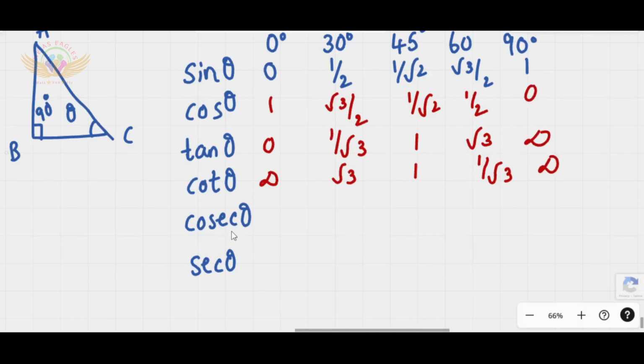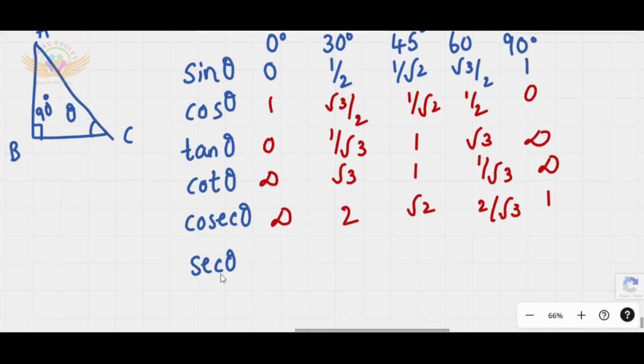What is cosecant? Cosecant is nothing but the inverse of sine, 1 by sine. Now 1 by 0 is infinity, and 1 by 1 by 2 becomes 2. 1 divided by 1 by root 2 becomes root 2, and 1 divided by root 3 by 2 becomes 2 by root 3, and 1 by 1 is 1.